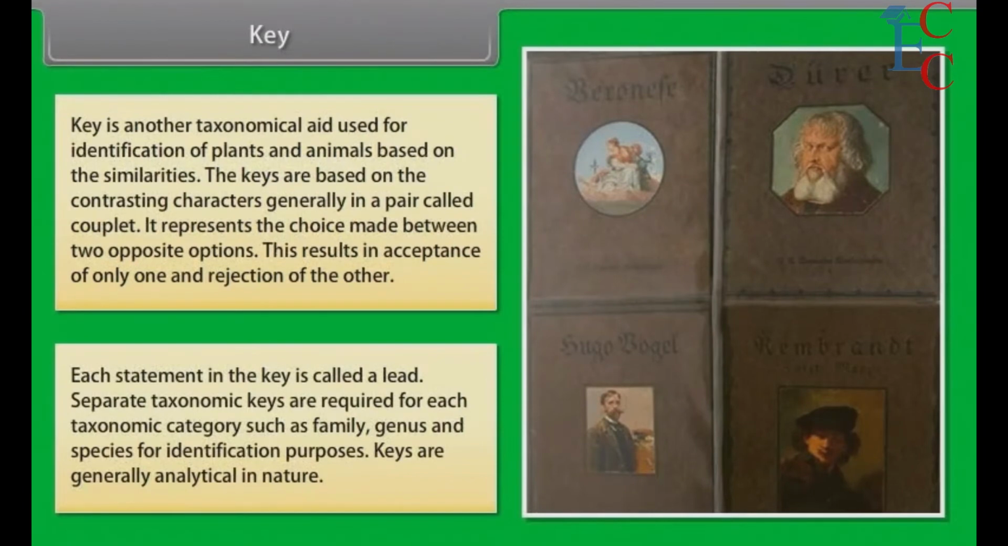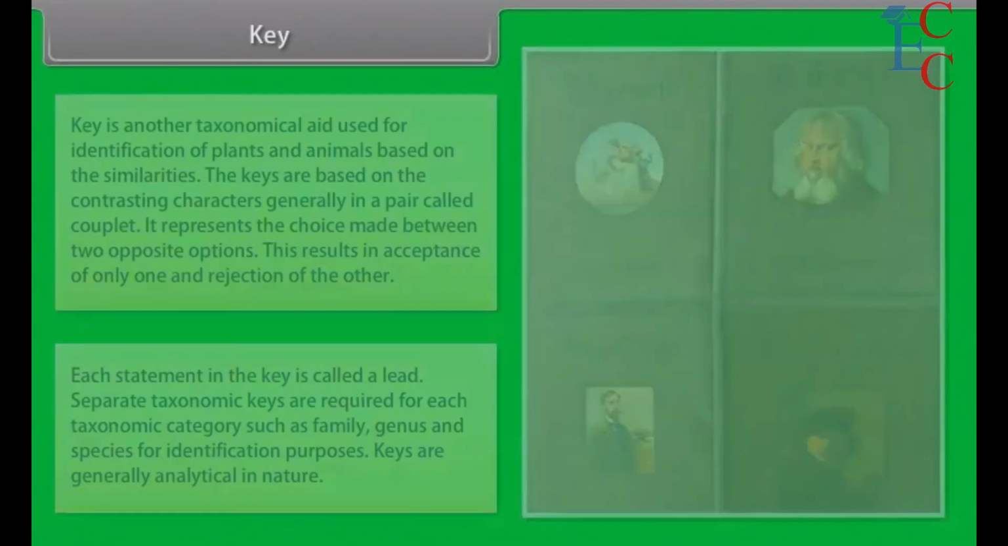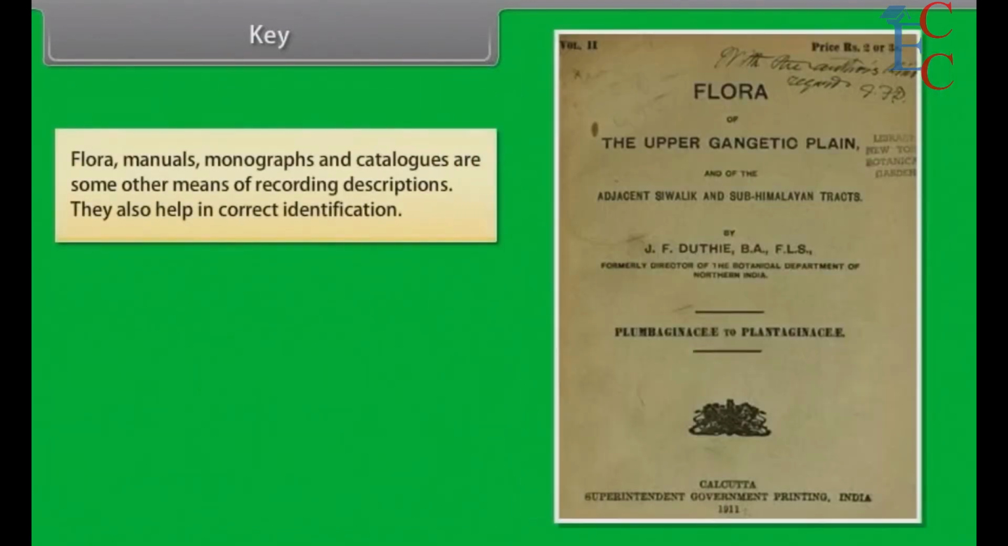Separate taxonomic keys are required for each taxonomic category, such as family, genus, and species, for identification purposes. Keys are generally analytical in nature. Flora, manuals, monographs, and catalogues are some other means of recording descriptions. They also help in correct identification.